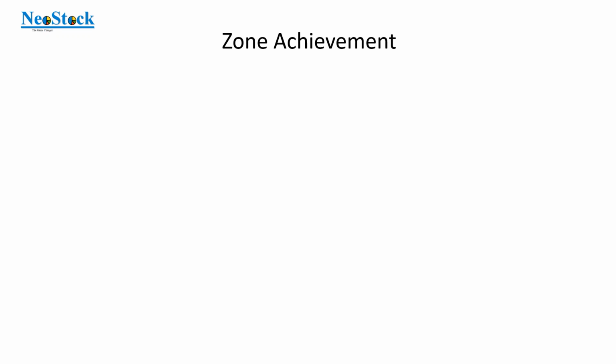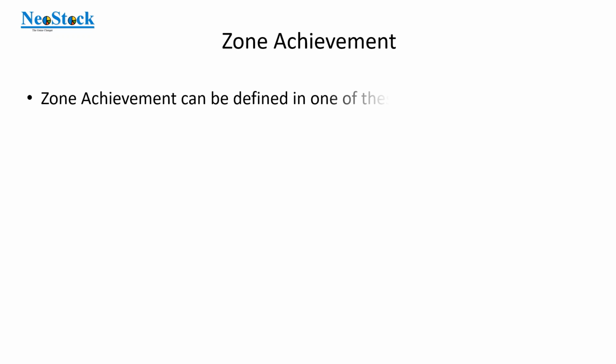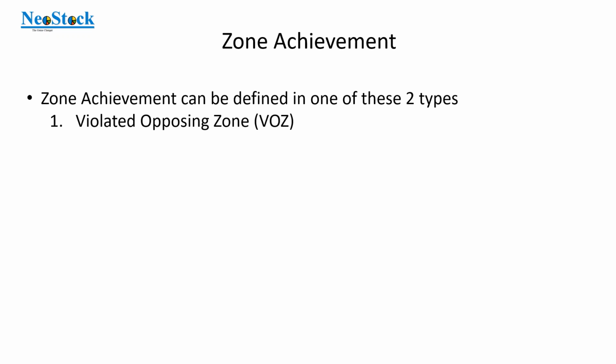Let's look into zone achievement. It's a very important concept. A zone achievement can be defined in one of these two types. The first one is violated opposing zone. In short form, we can call it VOZ. VOZ indicates violated opposing zone. And the second type is violated opposing pivot. In short form, we call it VOP. Violated opposing pivot. Let us look into these two scenarios with examples.